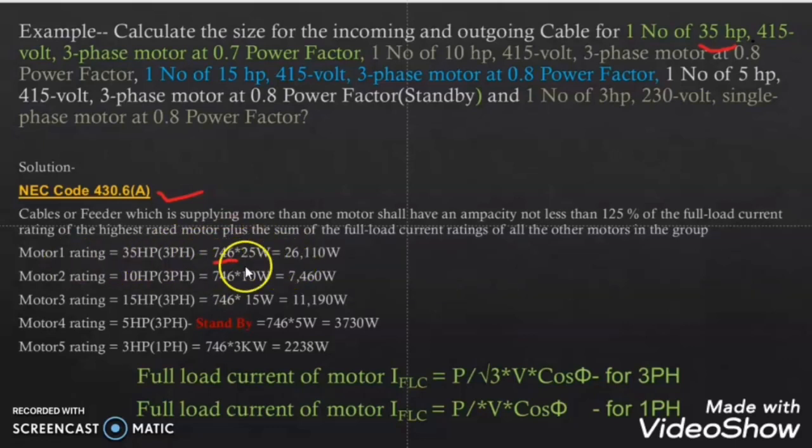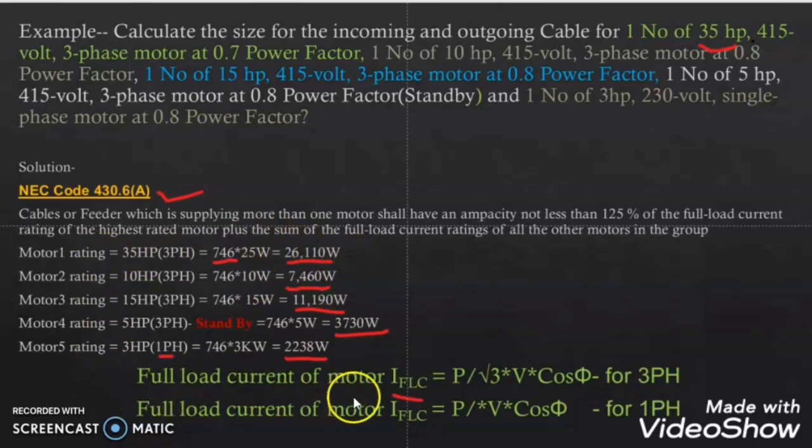So we will get the motor 1 rating in watts as 26110 watt. In the same way, we will convert the motor 2 rating from 10 HP to watt, and it will come as 7460 watt. For motor 3, 15 HP is equal to 11190 watt. For motor 4, 5 HP is equal to 3730 watt. And for motor 5, which is a single phase motor, 3 HP is equal to 2238 watt. So now we have the motor ratings in watts.